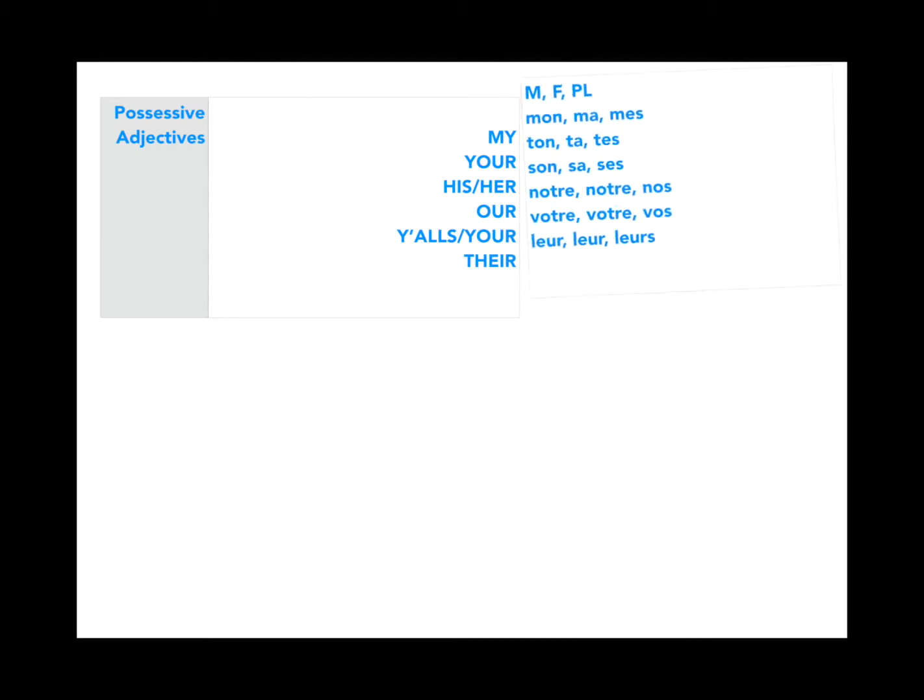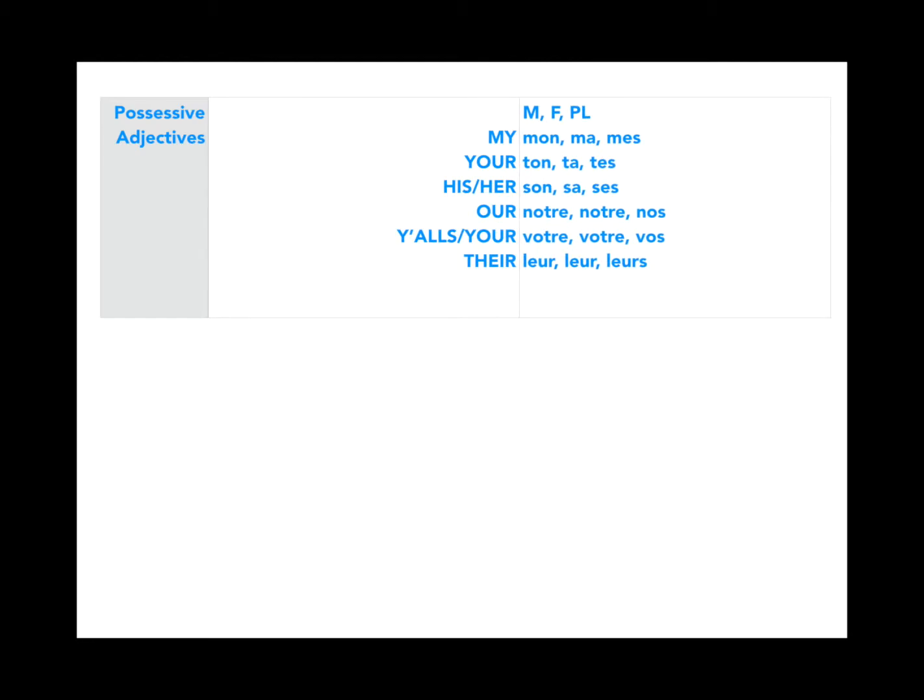All right, let's move on to the next part of the chart, the possessive adjectives, which are the ways to say my, your, his, her, our, y'all's, your, and their. And those possessive adjectives have 3 forms each in French. There's a masculine, a feminine, and a plural. See at the top where I've written M, F, and PL? Okay, so my has 3 ways, mon, ma, mes. The first one is masculine, the second one is feminine, and the third one is plural.